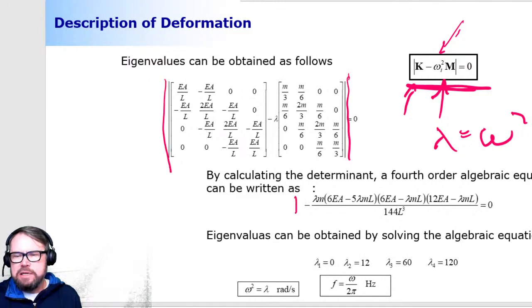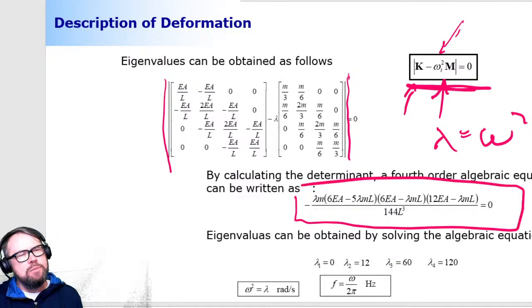When you do it, you will get the fourth order polynomial. Fourth order polynomial will have a zero value in 4 different locations. And those locations numerically are 0, 12, which is just the value, 60, and 120.